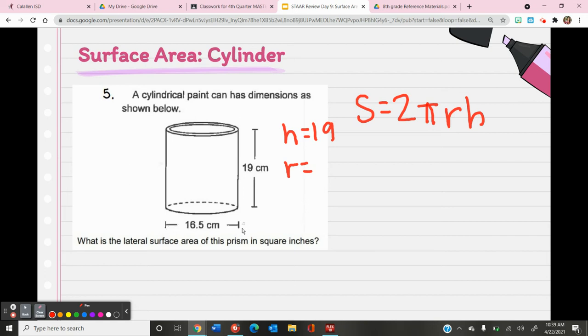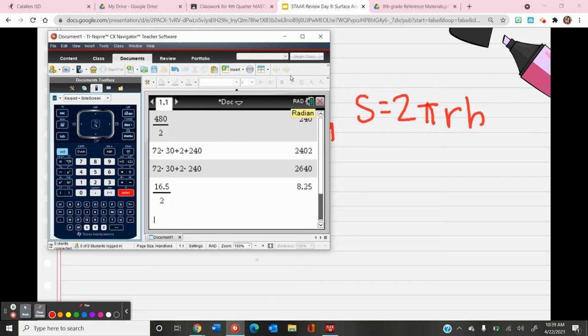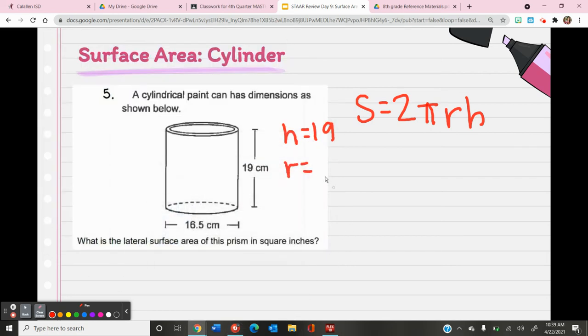I see this line goes all the way across. So I know it's my diameter because it goes all the way across. So to find my radius, I have to divide that number by 2. So I'm going to take 16.5 divided by 2 and I get 8.25. So my radius is 8.25 and now I can go ahead and plug this in. So I have 2 times pi times my radius, which is 8.25, and then times my height, which is 19.